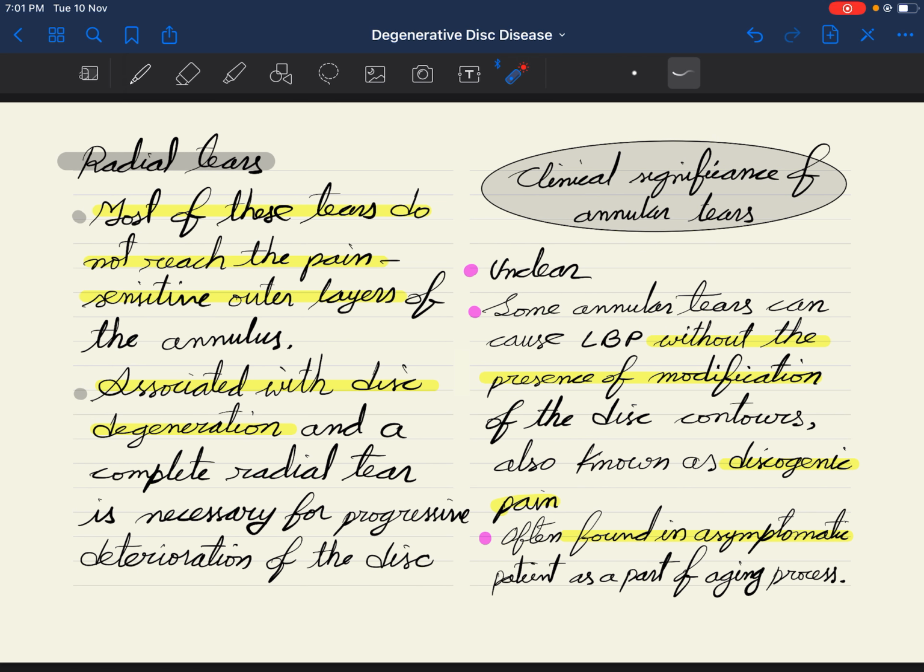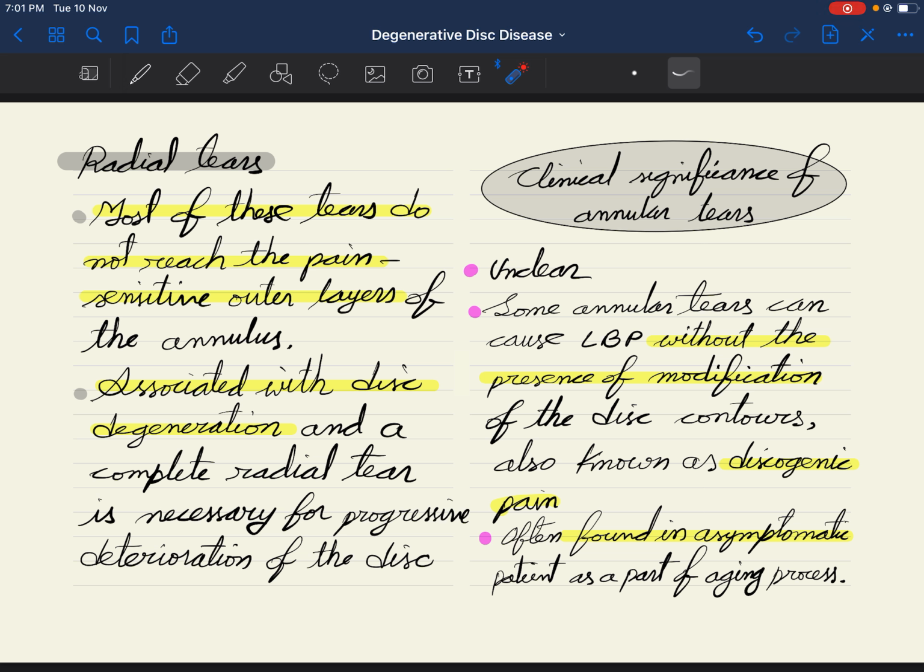Radial tears. Most of the radial tears do not reach the pain-sensitive outer layers of the annulus, as we said. Radial tears are associated with disc degeneration, and a complete radial tear is necessary for progressive deterioration of the disc. So this is the tear that is definitely associated with degeneration, and a complete tear is needed for progressive deterioration of the disc.